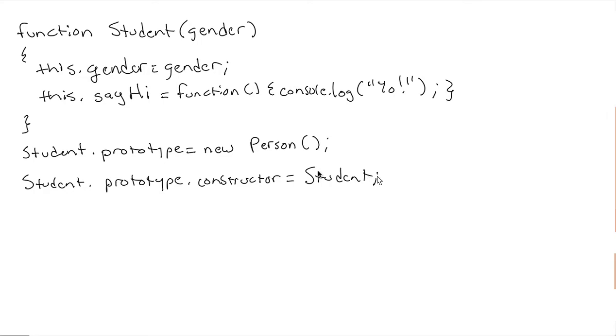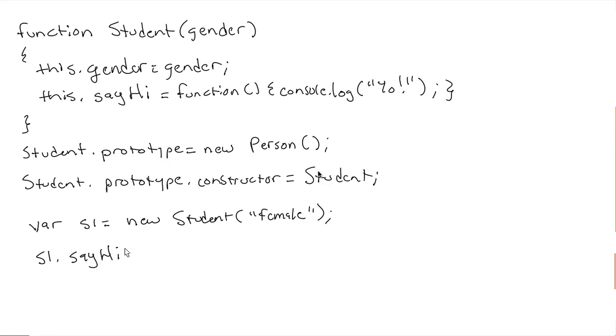Now, let's take a look at what that looks like all wired up. But before we do that, we're going to do one last thing, which is create a student, S1, and we'll say that's new Student, female. And we'll have the student do something. We'll say S1.sayHi, and S1.sayBye. We'll see what happens.